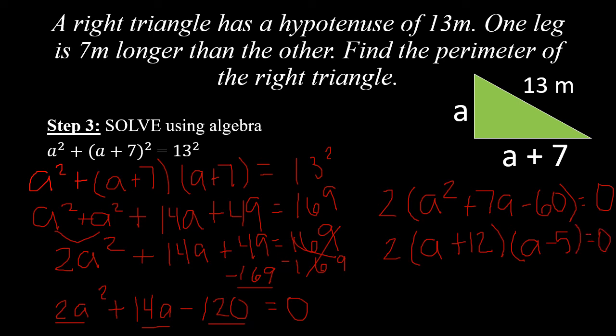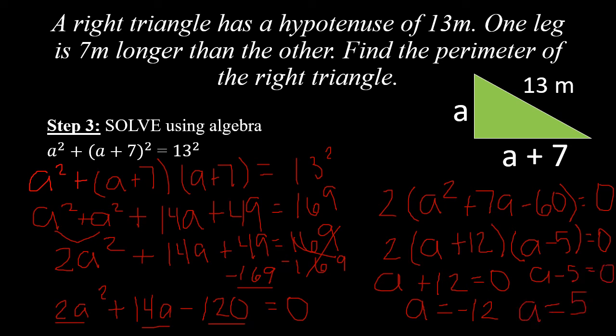And so by the principle of zero products, we know that either a plus 12 equals 0 or a minus 5 equals 0. If a plus 12 equals 0, then a would have to be negative 12. And if a minus 5 equals 0, then a would have to be 5.